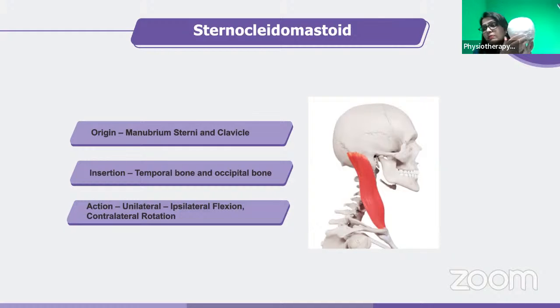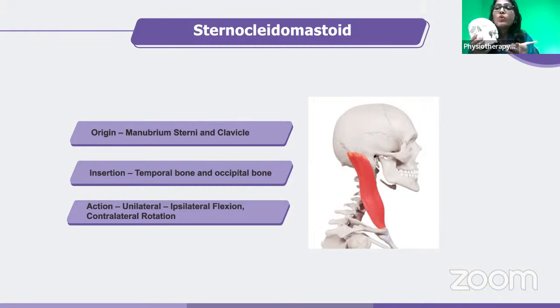Where is the origin? Origin is from the clavicle. So this is the left side of the clavicle. And if you want me to explain the side determination, we will take another webinar for that. Side determination of all the bones made easy. Okay. So this is the left side clavicle.